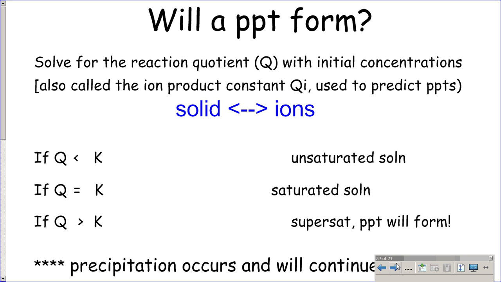So you always have to compare Q and K anytime the question says, will the precipitate form? Will more ions dissolve? Will more solid form? Any kind of phrase like that, you're probably going to be given initial quantities for two reactants, aka two ions, and then you stop and say, what's Q? And then you compare it to a K value that would be given to you as well. So that's a key phrase: okay, I've got to calculate Q.